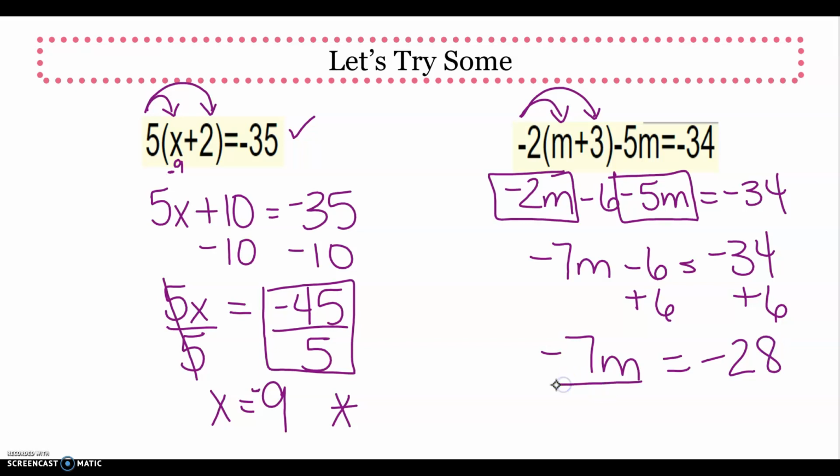Finally, I'm going to divide by negative 7. And I'm left with m is equal to negative divided by negative gives me a positive 4. So m is equal to 4. Let's go back and check that just to make sure.